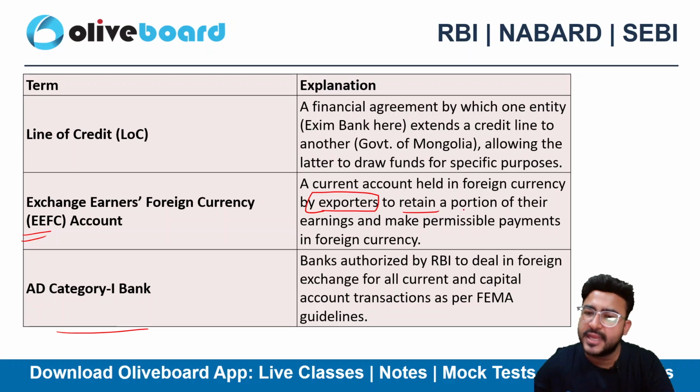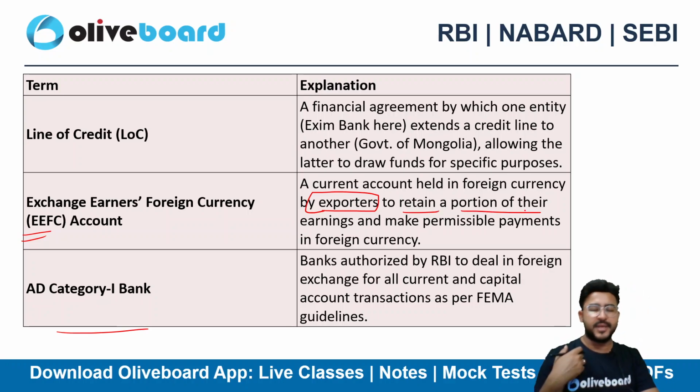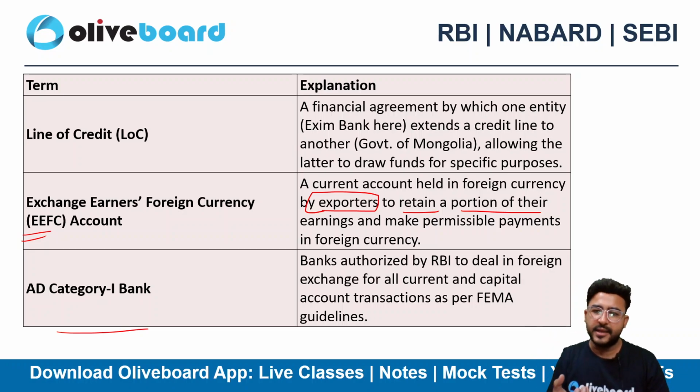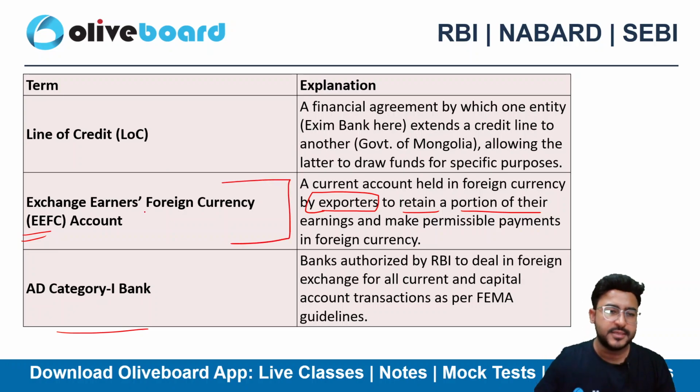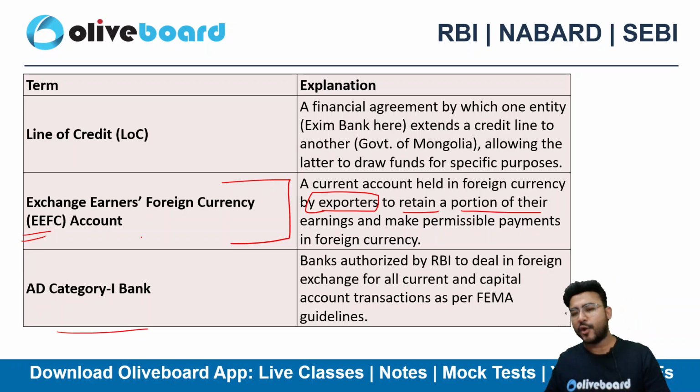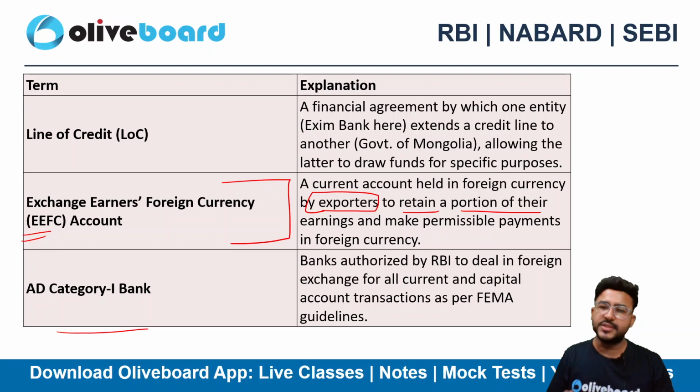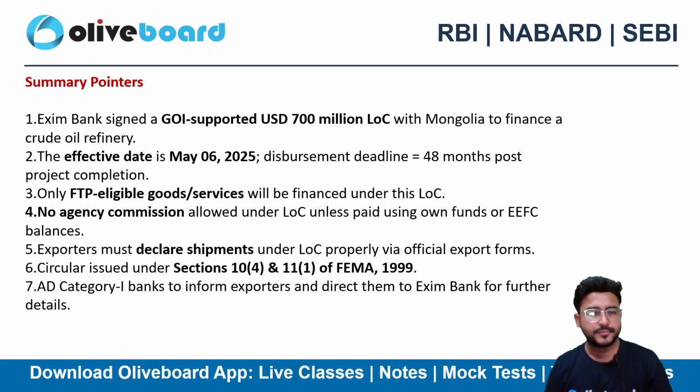So they can retain a part of their earning. Let's suppose I am an exporter, I am earning dollars. I can retain that dollar amount in the foreign currency itself. Now I need some kind of account to hold that. So that's the exchange earners foreign currency account, because I need to make certain payments in dollars. That's why I want to retain the money in dollars itself. So I can do it via exchange earners foreign currency. And AD Category 1 banks are nothing but banks authorized by the RBI to deal in foreign exchange, right?